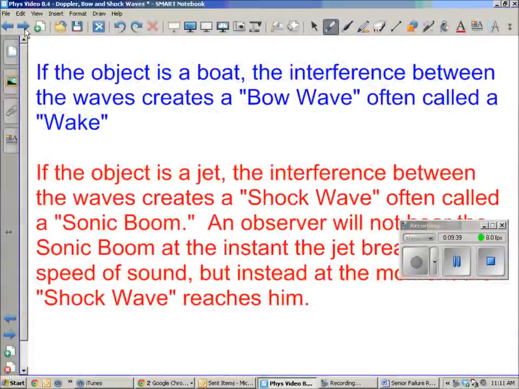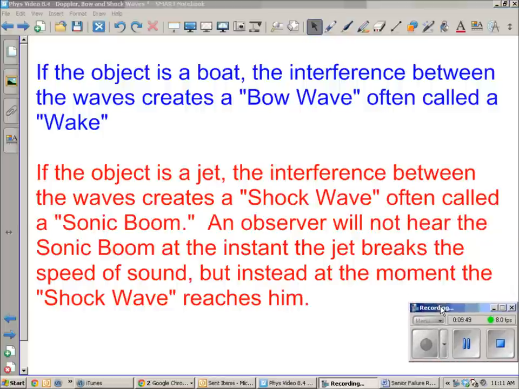So I think I already wrote this, but if the object is a boat or some sort of object that's making water waves on the surface, it creates a bow wave, which is called a wake. And if you're talking about a jet or some other object that's creating sound waves, remember, it's got to be going faster than the sound wave it's producing, right? It's got to be moving faster than 340 meters a second. It's over 700 miles an hour.